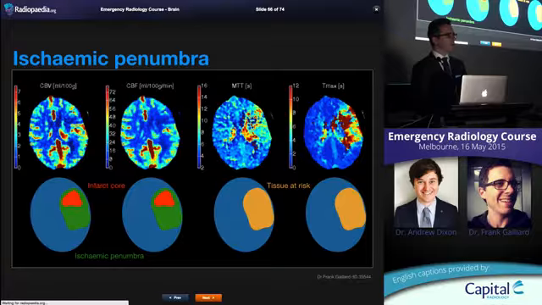Everything between the two is brain at risk that can be salvaged if you reperfuse it. This brain is holding on due to collateral circulation from the posterior cerebral artery and anterior cerebral artery. So if you remove the obstruction, these patients can save this enormous volume of brain.